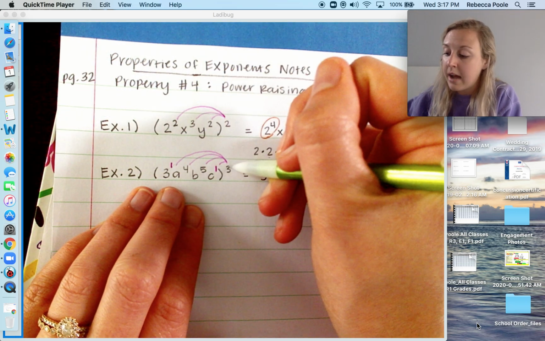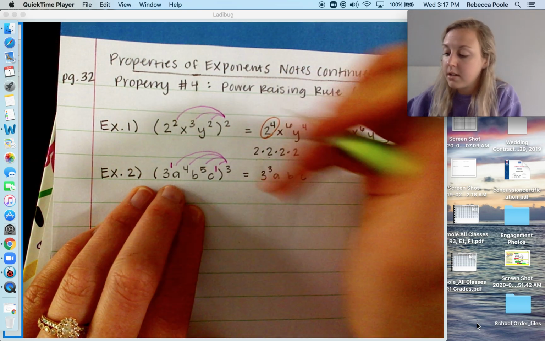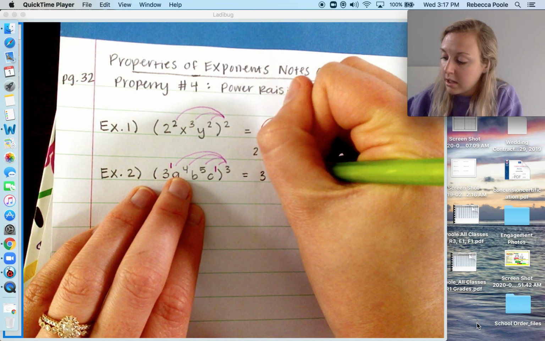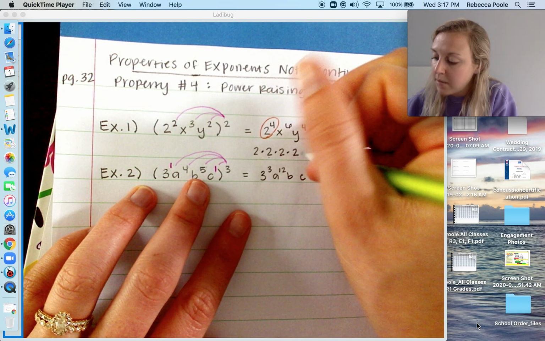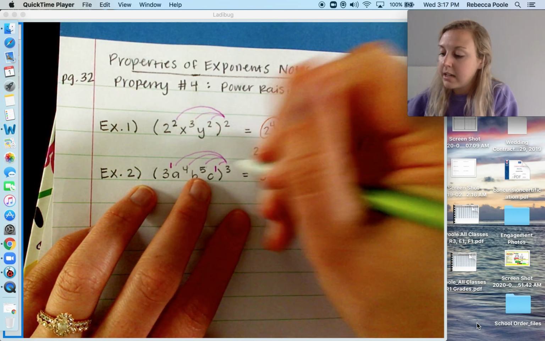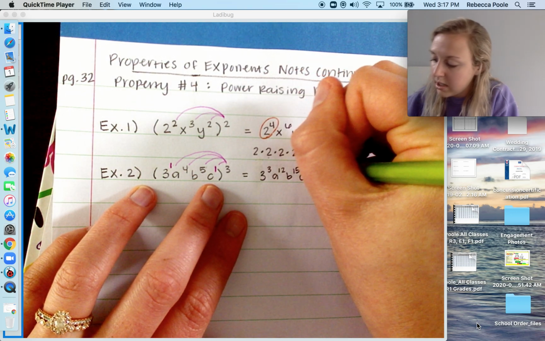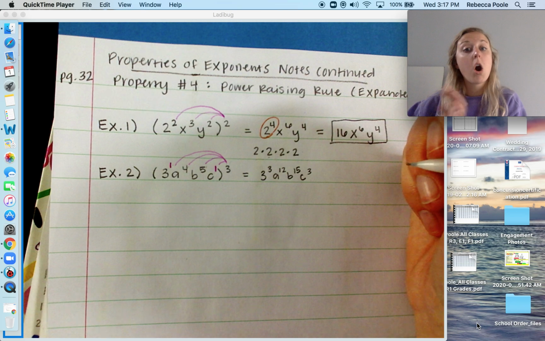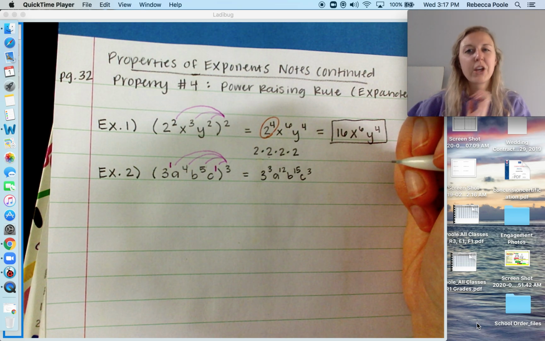And now I'll worry about the exponents. So 1 times 3 is 3. 4 times 3 is 12. 5 times 3 is 15. And 1 times 3 is 3. Are we done yet? Good, y'all got it figured out.